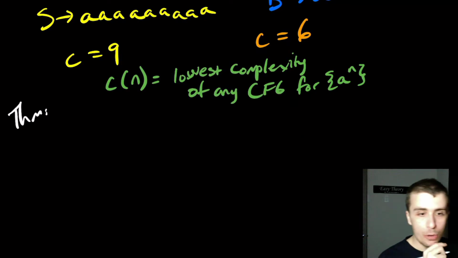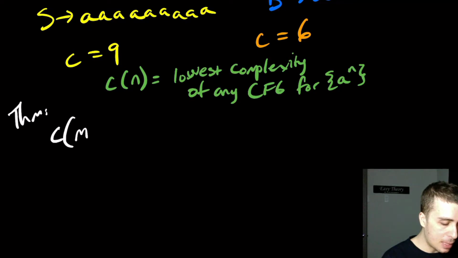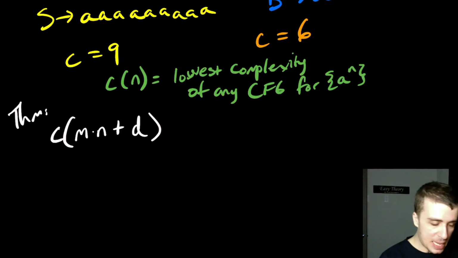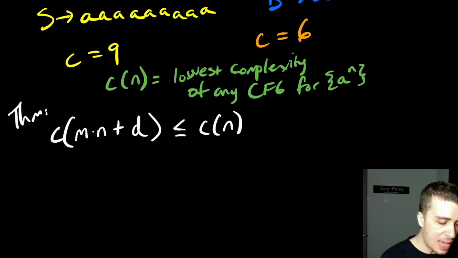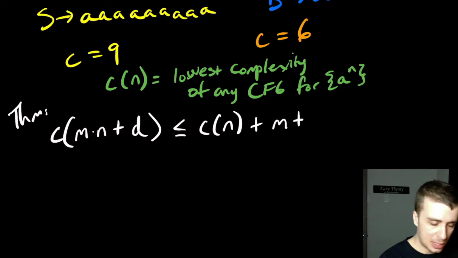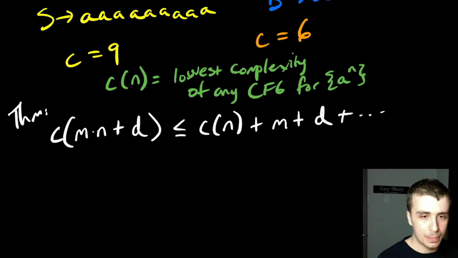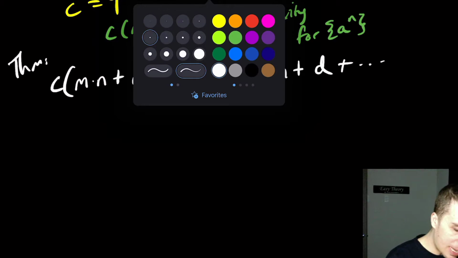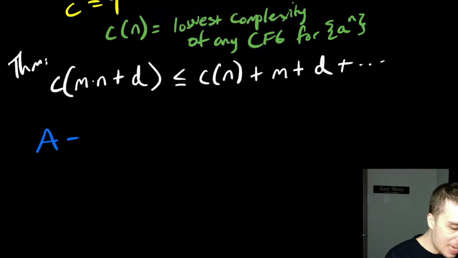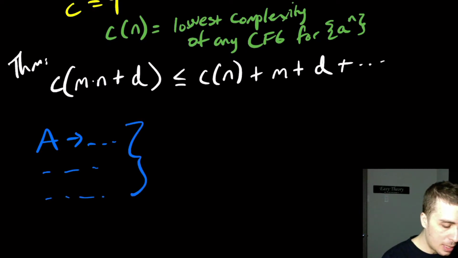What I'm going to prove here is that the complexity of m times n plus d is going to be at most the complexity of n plus m plus d, and then maybe some other stuff after it, but these are the important pieces. So let's say that we had a variable A, and it did a bunch of stuff, and this was for the language a to the n.